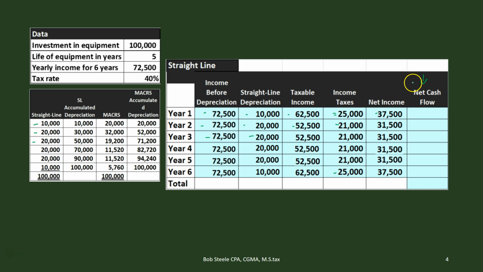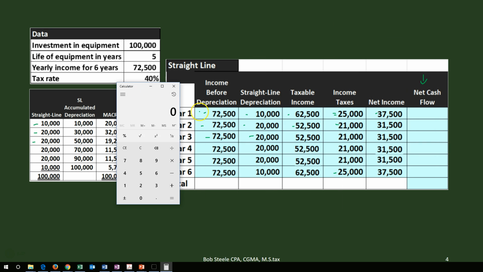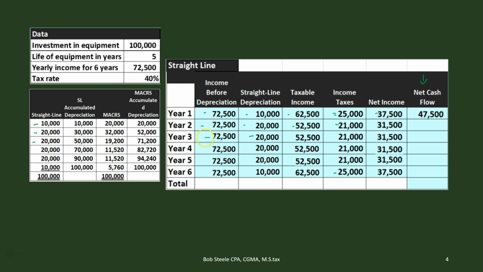What we really want is the net cash flow. That's what we're going to take the present value of. And so remember, this is going to be the cash flow before taxes, and then we're going to subtract out the taxes. So we've got the 72.5 minus the taxes related to this of 25,000 in year 1, and that's going to be the 47.5. We're going to do the same thing here: 72.5 minus the taxes of the 21 gives us the 51.5, and we could do that all the way down here like so.